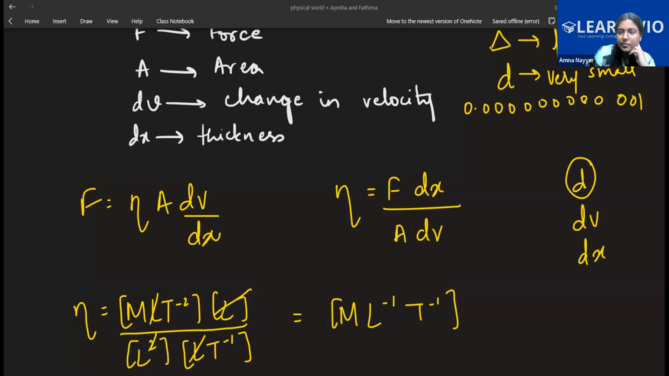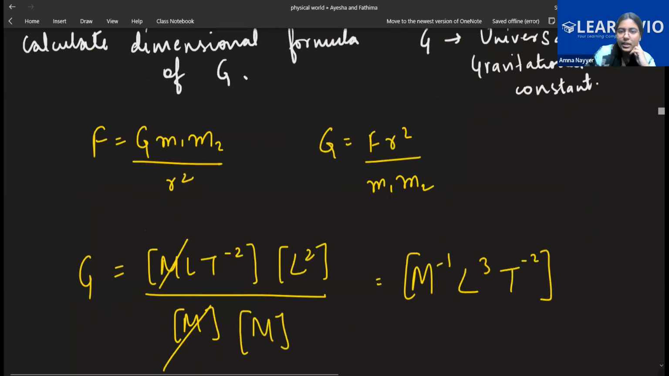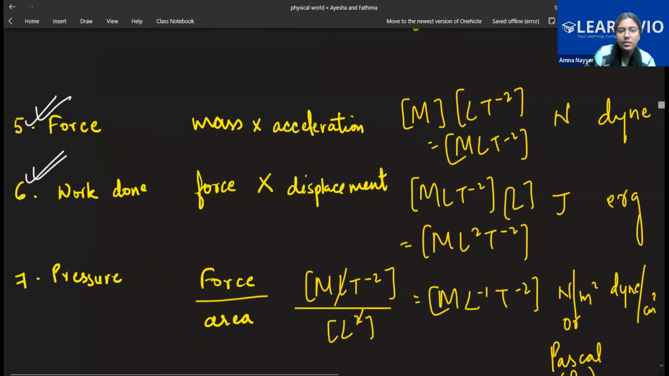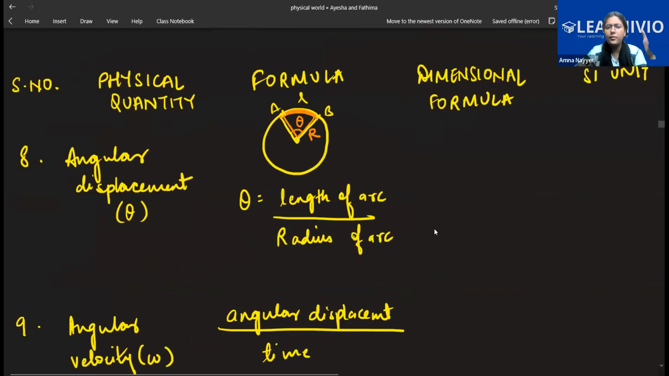Okay. So the way we did these 7 quantities, let us continue from the 8th one, because every question we cannot do. It's better if we do it in a tabular manner. So angular displacement, let me brief you with it. This is from your rotational chapter.